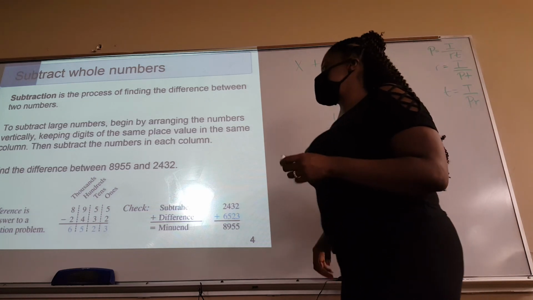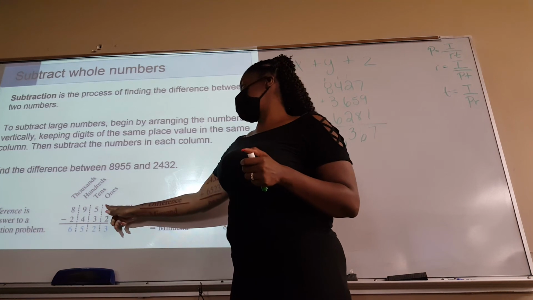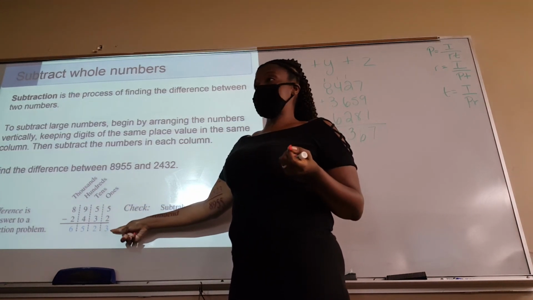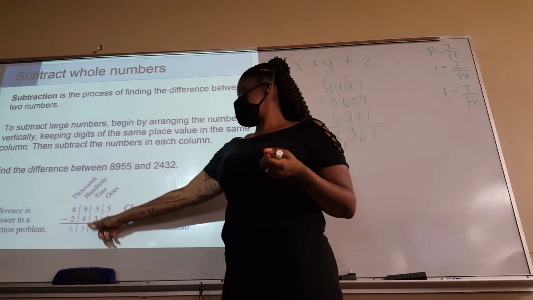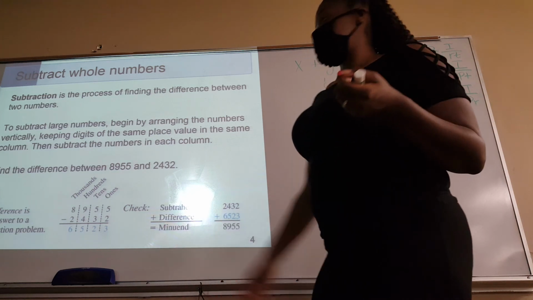So when they line them up, kind of like we did here, we have 8,955 minus 2,432. Now these numbers here are actually fairly easy because there are larger numbers on top. So in that case, we have 5 minus 2, which is 3. 5 minus 3, which is 2. 9 minus 4, which is 5. And 8 minus 2, which is 6.